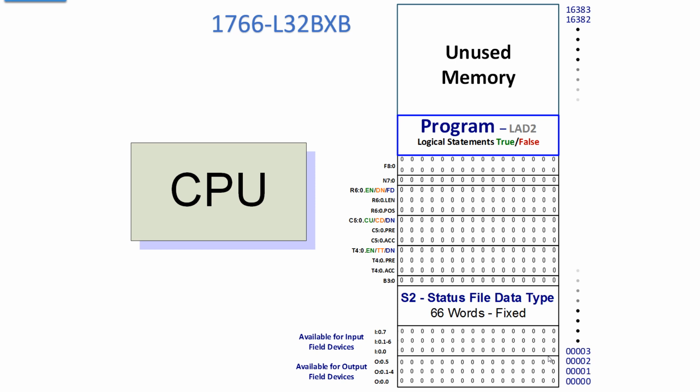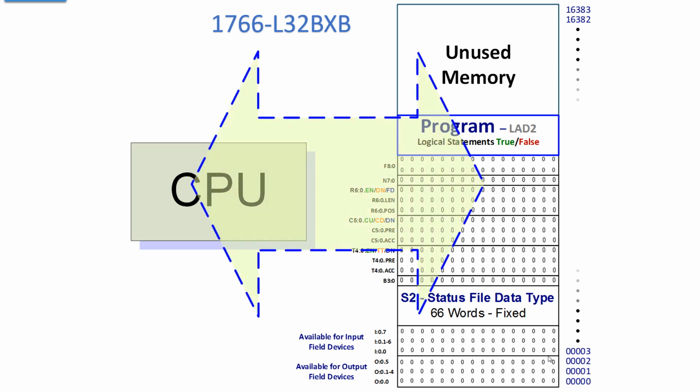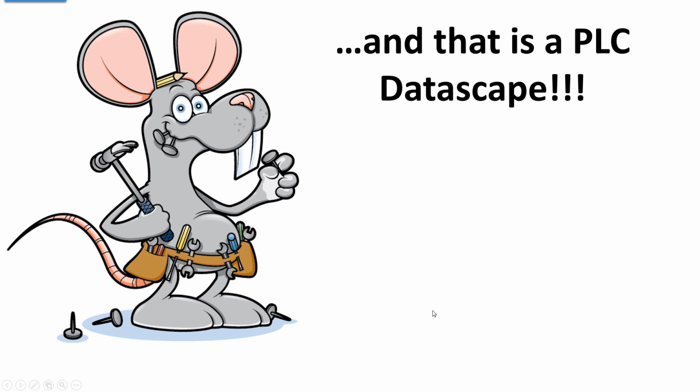All of the activity in a PLC takes place between the CPU and RAM. PLC Datascape. The thing that you will come to understand is all of the logical statements that you write read from those memory locations we just looked at and write to those memory locations we just looked at. The program never reads the inputs or writes to the outputs. Everything takes place in memory.